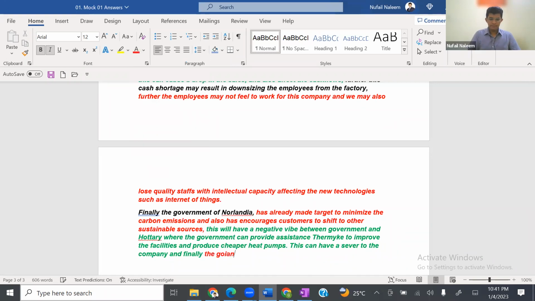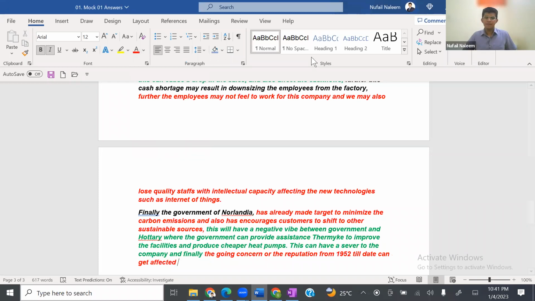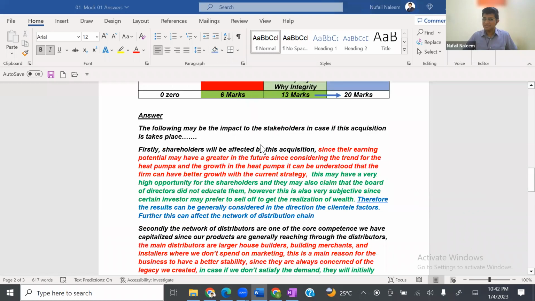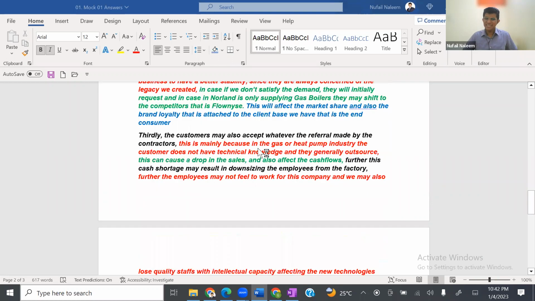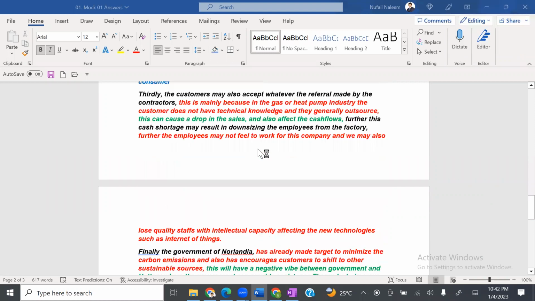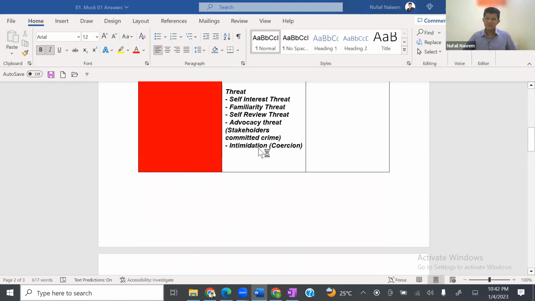The going concern or the reputation from 1952 till date can get affected. So I believe everyone has got that clearly. So students, this is known as holistic writing. What is this, students? Holistic writing. That means, do you observe the answer is like a story? Do you feel that, Anushka? Yes, sir. Students, can I get a double Y in the chat box if you understood that?